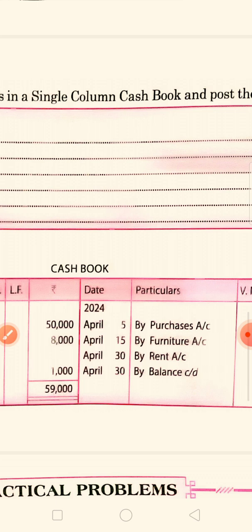First of all, we have to write all the transactions related to cash, on the two side or the buy side, my dear student. Then after that, we have to calculate the balance. Then this question is finished.